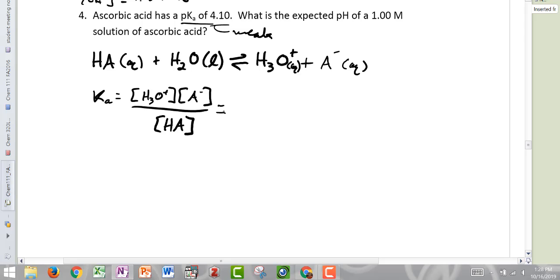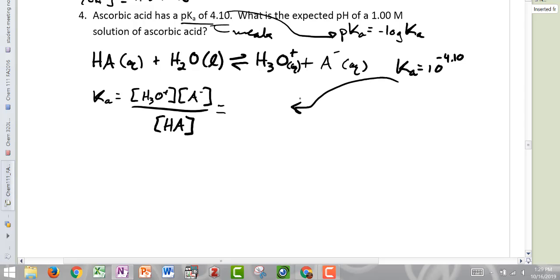I don't have the number for Ka. Yeah, I gotta get it from what though? Yeah, from the pKa. Good, good, good. So I'll move the negative sign, then do 10 to the, and I wind up with Ka equals 10 to the negative 4.10. Well, I'll put this down here.